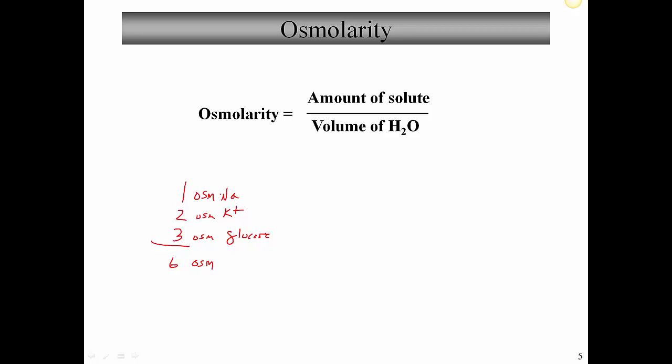So once we get all the osmolarities, we get the number of osmoles that we have, we can basically just sum those up to get a total osmolarity of the solution. Hopefully that makes a little bit of sense to you.